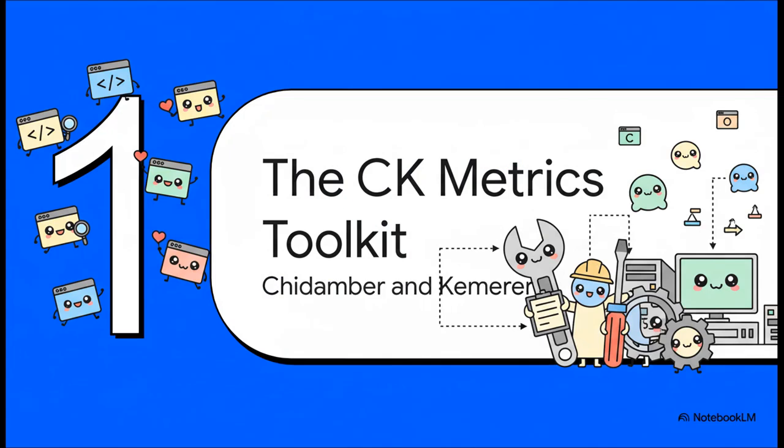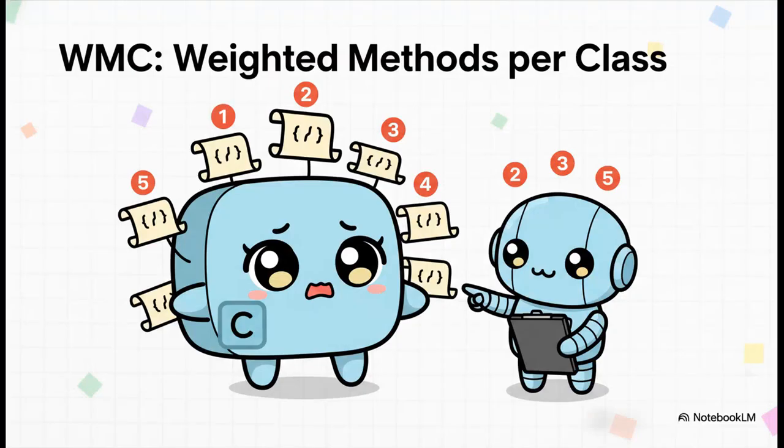Okay, so to start our checkup, we're going to look at one of the most famous toolkits out there, the CK metrics. These were proposed by Chidamber and Kemerer, and this suite gives us a fantastic starting point for assessing the quality of pretty much any object-oriented system. First up is WMC, which stands for Weighted Methods per Class. Now, while you can get fancy and assign different complexity weights to each method, it's most often used in its simplest form. You literally just count the number of methods in a class. That's it. It's a super direct measure of how much a single class is trying to do.